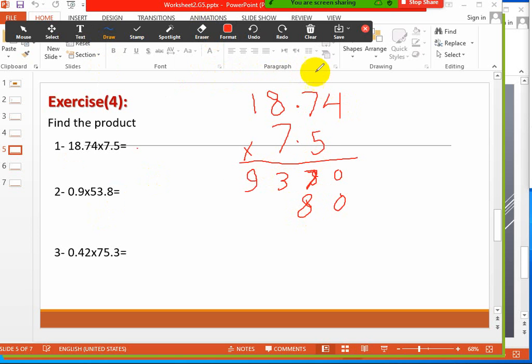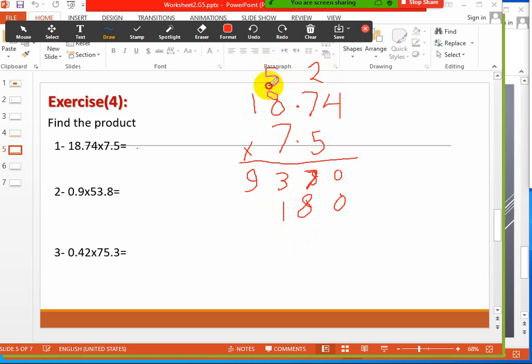Yes, I will put 8 here and 2 above the 7. 7 multiply 7, plus 2 equals 51. I put 1 here and 5 above the 8.